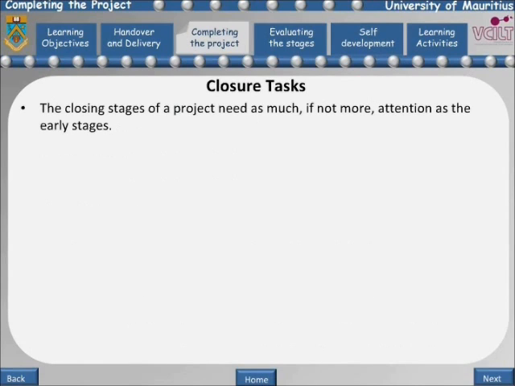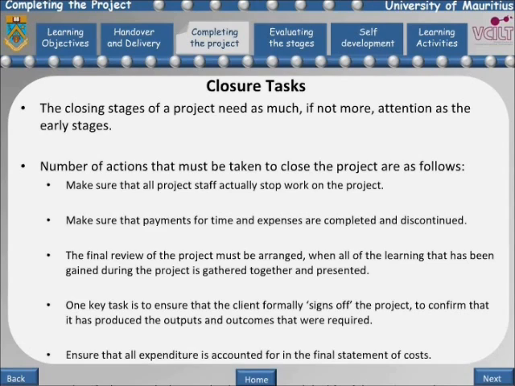The closing stages of a project need as much, if not more, attention as the early stages. Many of the final tasks in a project may seem rather tedious housekeeping once the project's main purpose has been achieved. Nevertheless, there are a number of actions that must be taken to close the project and ensure that any necessary maintenance arrangements have been made.